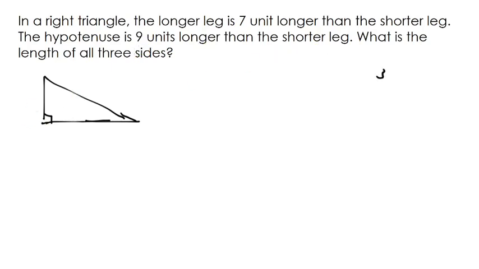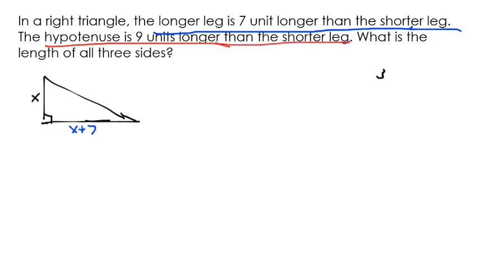So let's take our shorter leg and call it x. It says that the longer leg is 7 units longer than the short leg. That would mean this long leg must be x plus 7. If it's 7 units longer, that's x plus 7. It says the hypotenuse is 9 units longer than the shorter leg, so our hypotenuse could be x plus 9.